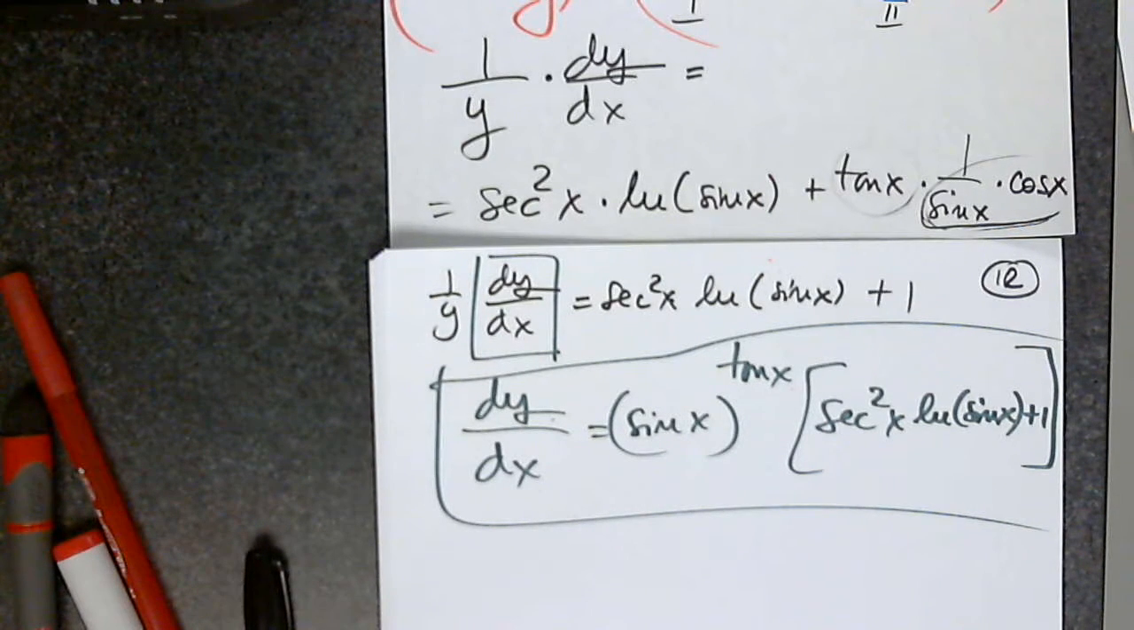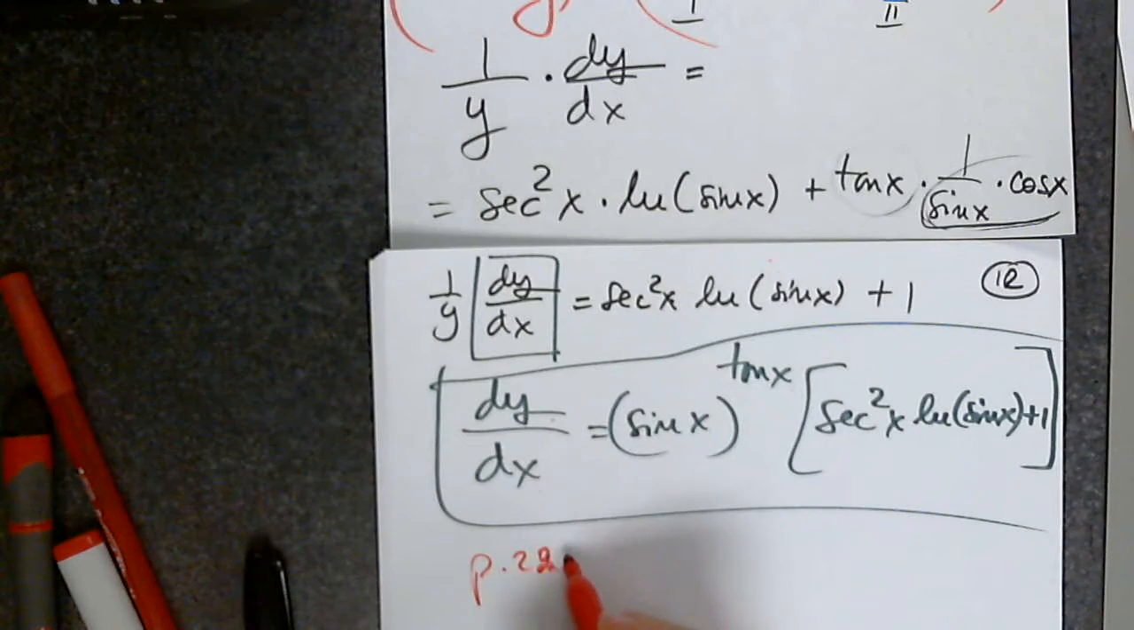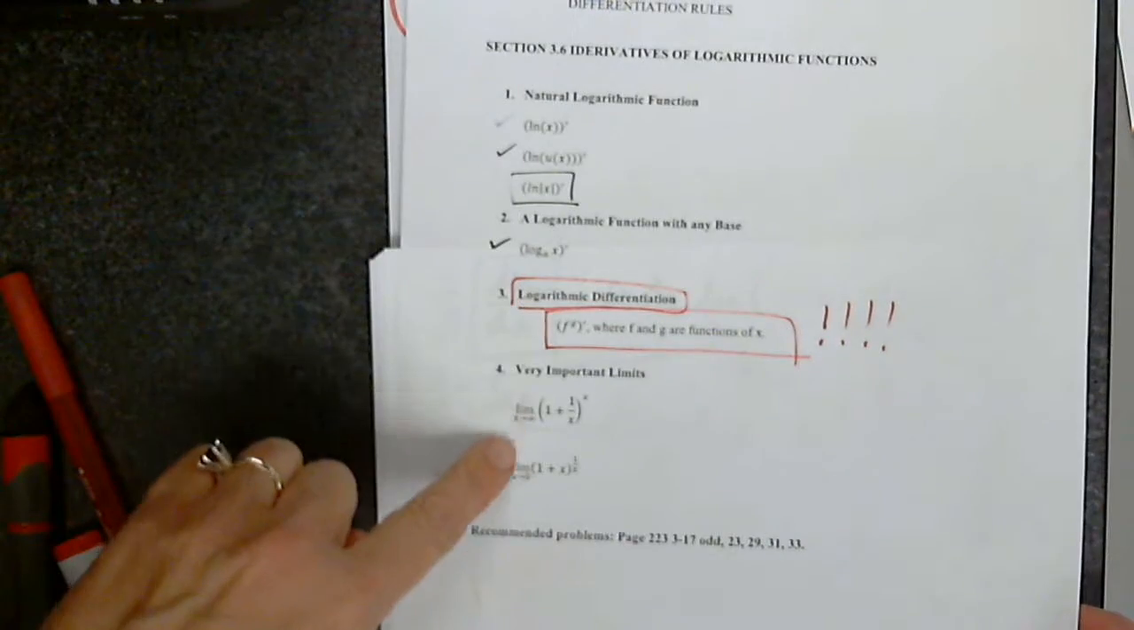Okay, so let's work on a few on page 223. You can choose from homework if you want. You can choose any problem, whatever you want. Let's work on a couple. And then I would like to come back here and talk about these two limits.